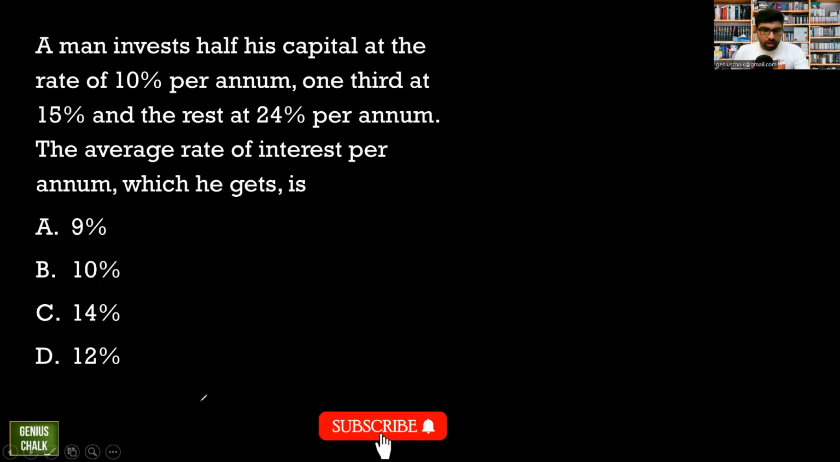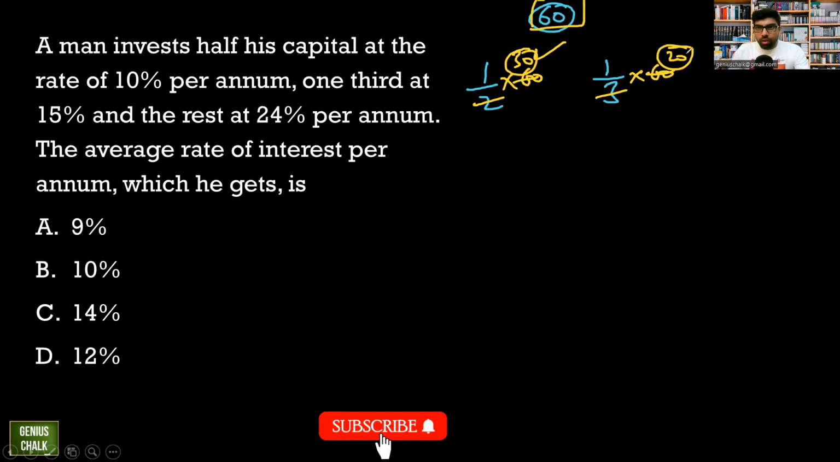Or you can take any value. Let's say you take 1/2, then 1/3. So you take 60 as the total value, let's say. Now you have taken 60 as the total value. So half of 60 is used first, that means 30 is used. And then 1/3 at 15%. So 1/3 of 60 is 20. That means from 60, 30 is gone and 20 is gone. That means now I'm left with 10. This 10 is invested at 24%.